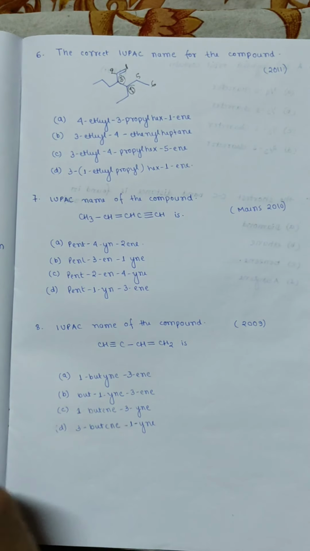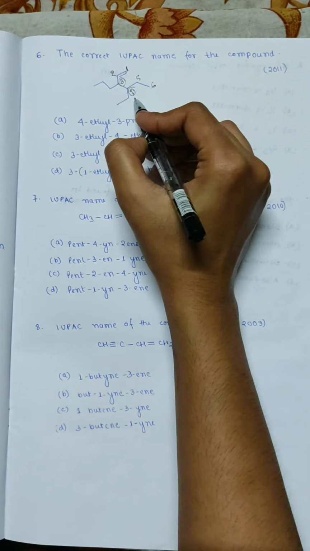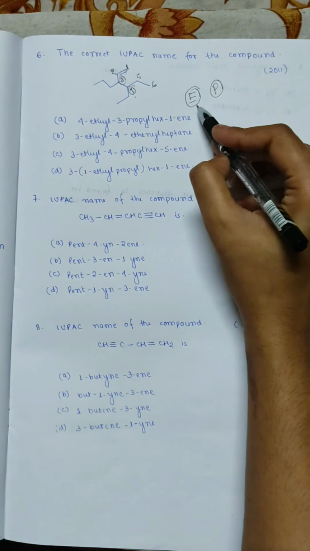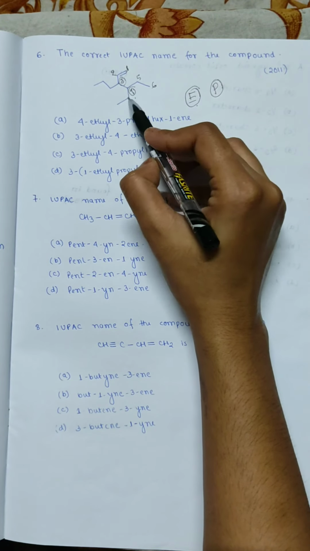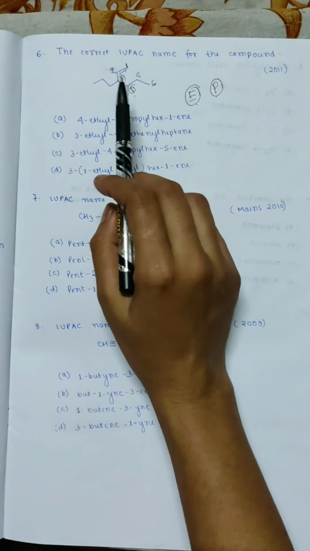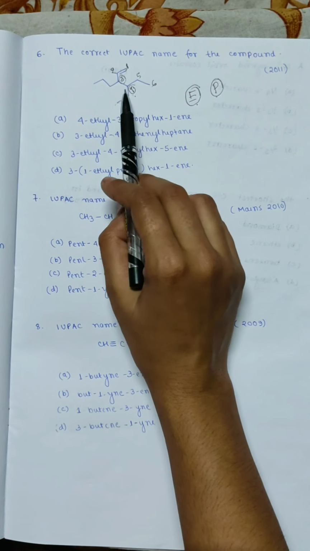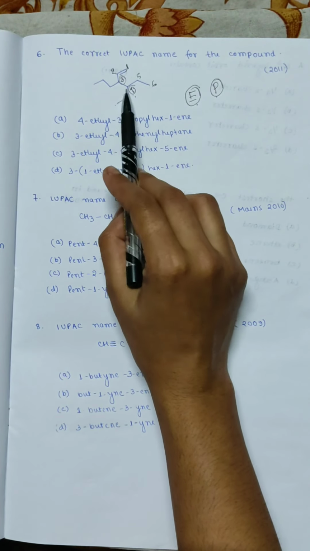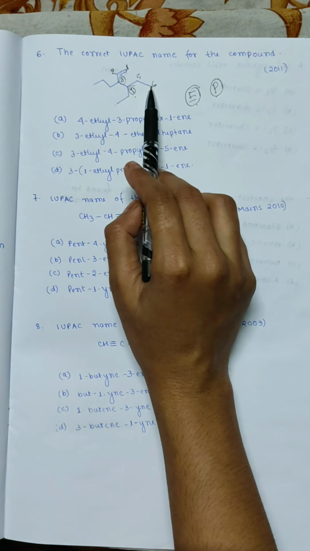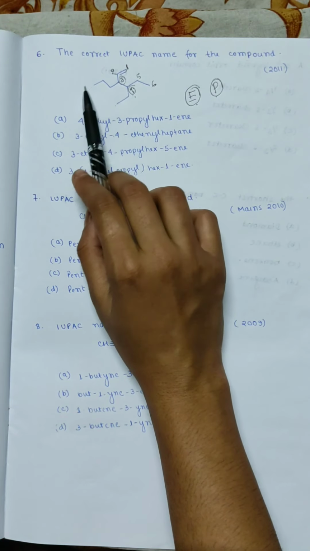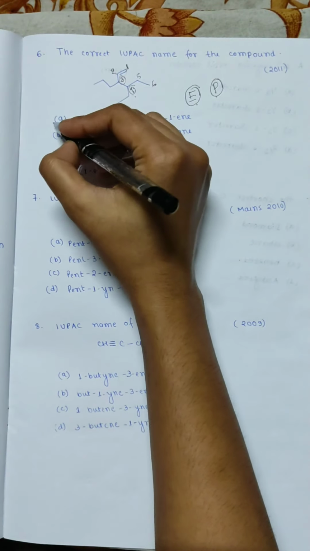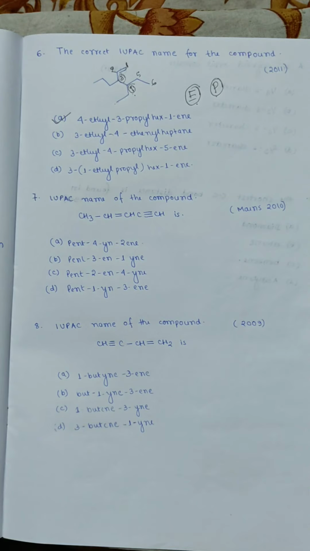So while naming this compound, 4-ethyl should come first because E alphabetically comes first, and after that P comes. E stands for ethyl, which is attached to carbon number 4, and P stands for propyl, which is attached to carbon number 3. So for the IUPAC name of this compound, we have to write 4-ethyl, 3-propyl. As the parent chain contains 6 carbons, the naming will be 4-ethyl 3-propyl hex-1-ene. So I think option A is the right answer to this question.